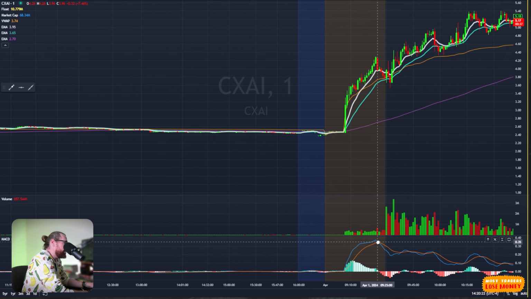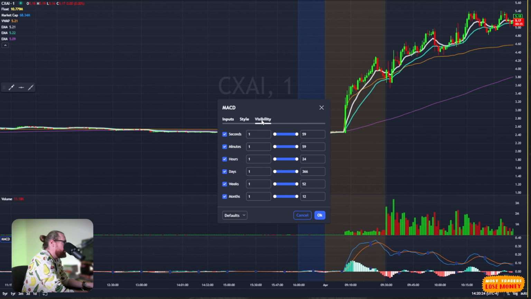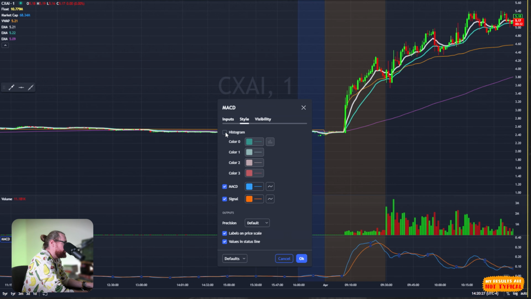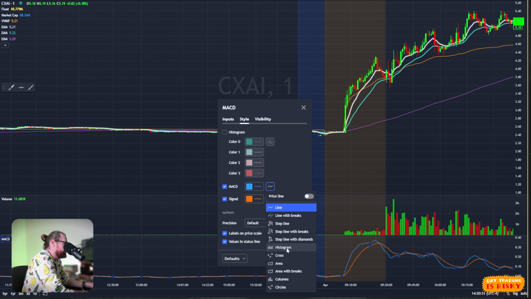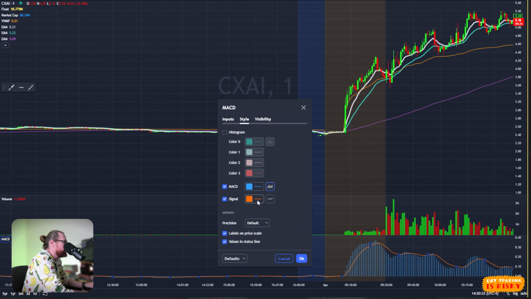There's different ways that you can color this. You could turn the histogram on or off. Some people will do that. You turn off the histogram. You could change the signal line. You could even change this to a histogram. So you could sort of change the coloring of this a little bit if you want.